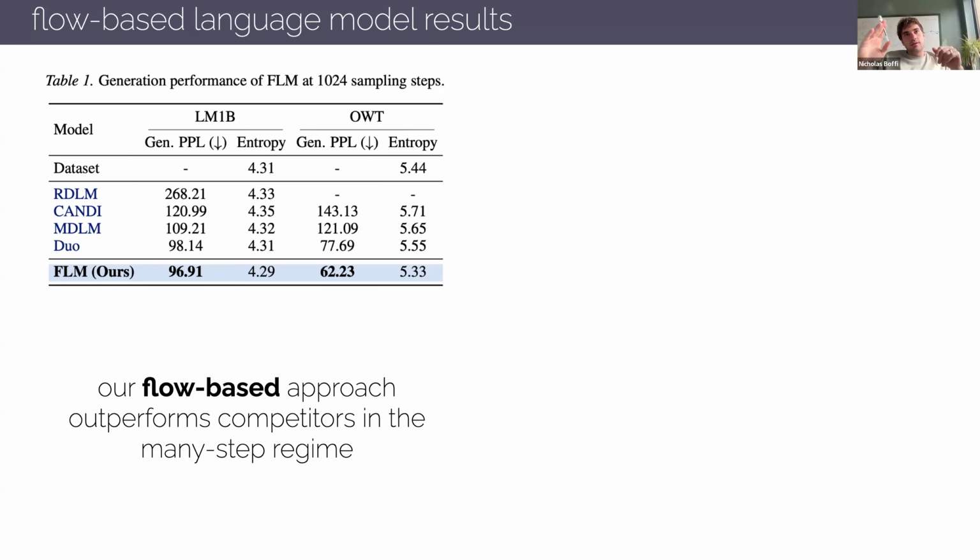What I'm showing you in this table is that both on LM1B and on OpenWebText, we obtain very good values of the perplexity while maintaining the entropy of the data set. In particular, our results are basically state of the art in comparison to these quite serious discrete diffusion baselines. Okay, so that's the performance with 1024 sampling steps. It's quite inefficient, but we get the right answer.